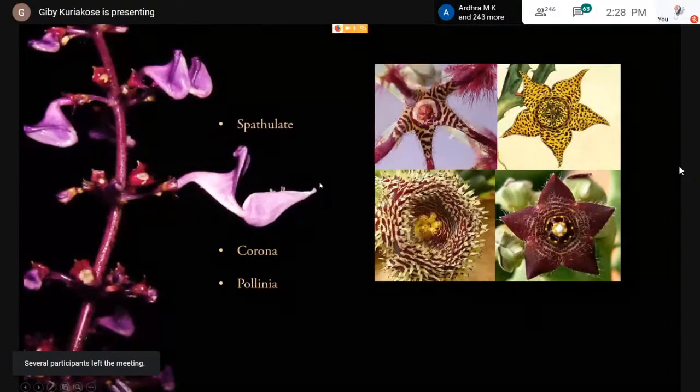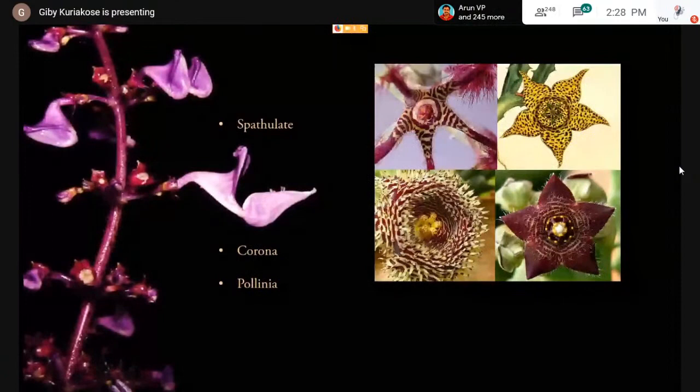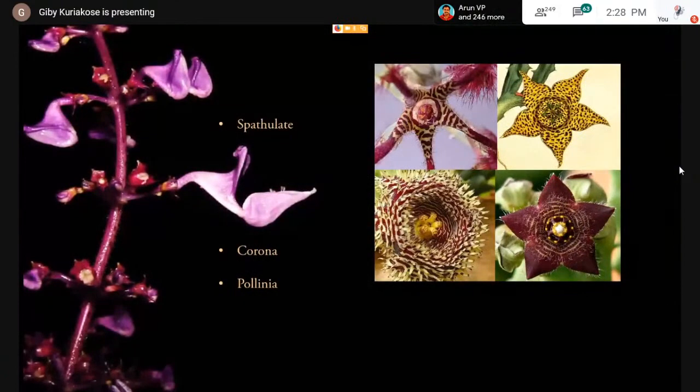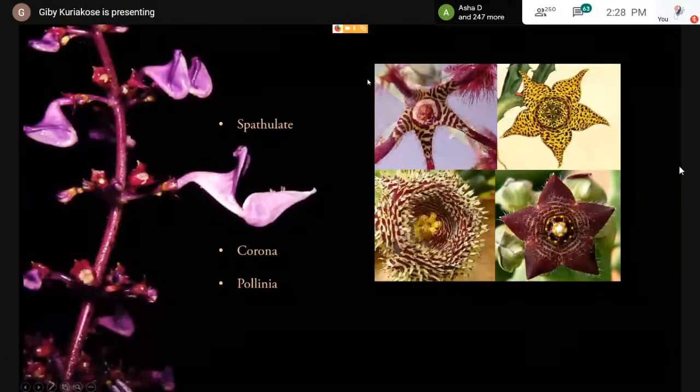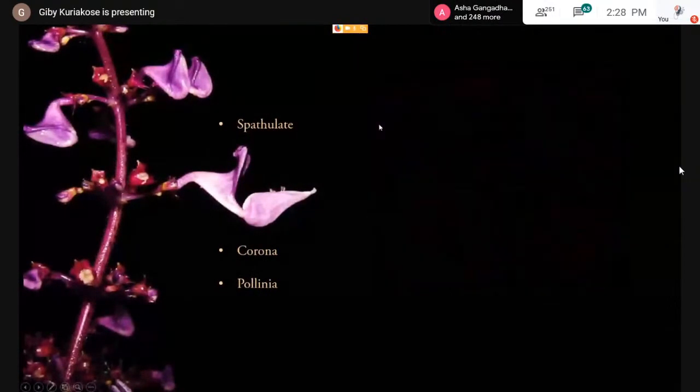Then there come so many other characters like corona, pollinia. I'm just selecting a few technical terms. Even if you know these terms, you have to have practical knowledge on how to separate out or identify, because some of the minute characters on corolla or pollinia have to be checked when you need to identify certain plants with minute characters.